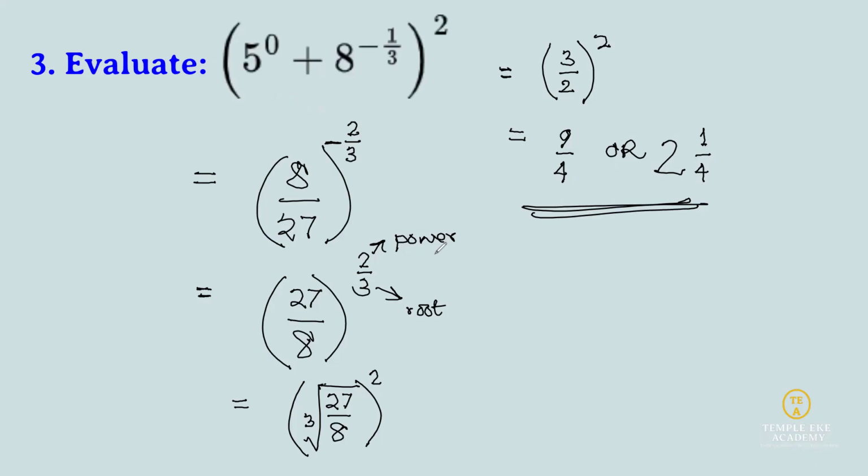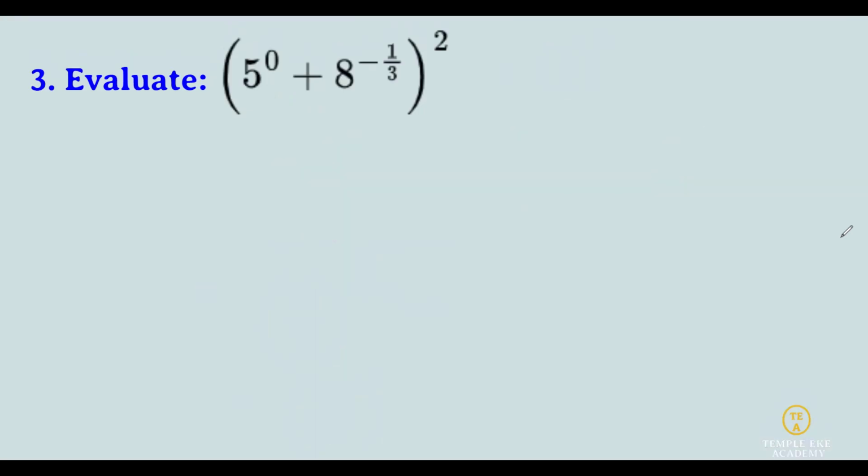Beautiful. Now, this is a binary expression, of course. We have 5 to the power 0 plus 8 to the power negative 1 over 3, all these arrangements squared. So let us evaluate each expression in the bracket. Now we start straight off. You know the law, any number raised to the power 0 is actually 1. Of course, 5 to the power 0 is 1. Our first law in this session.